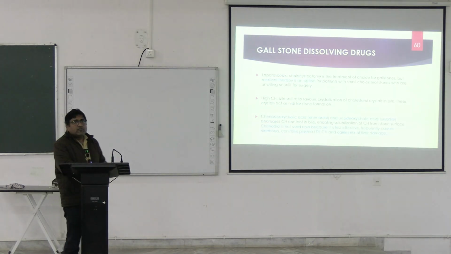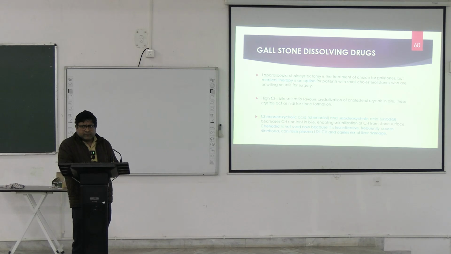Now, gallstone dissolving drugs. Gallstone is basically termed as cholelithiasis. The treatment of choice is cholecystectomy. Better to say laparoscopic cholecystectomy. But in certain cases, the operation can be contraindicated or not possible. In those cases, medical therapy can be an option.